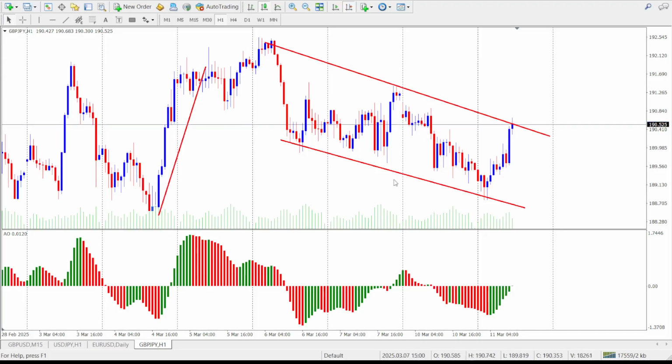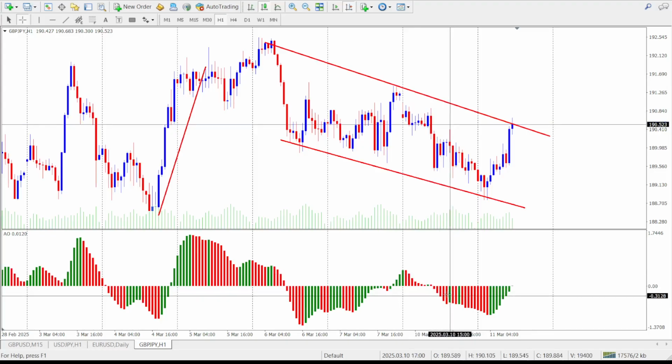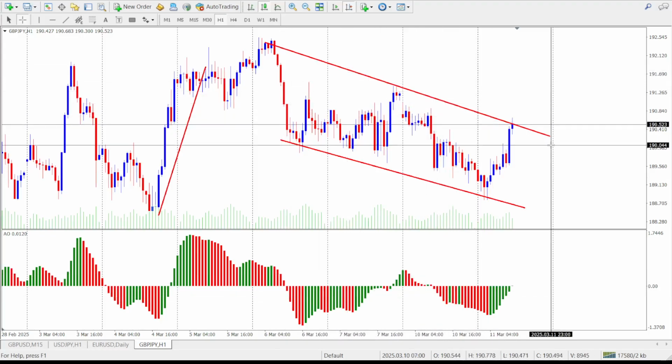So in this scenario, we would have been looking for a shift to the downside, and this was a good place to sell after the Awesome Oscillator moved to the negative territory, since this is a sell trend. Okay, a bearish crossover happens when the AO moves from positive to negative, signaling a potential sell.